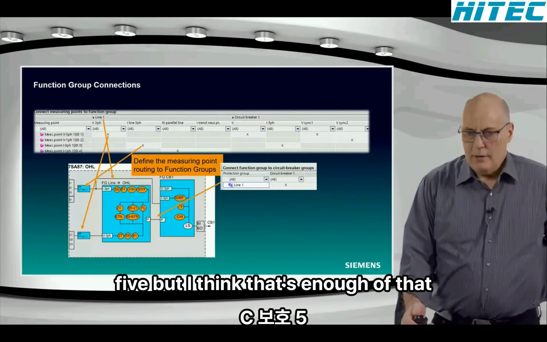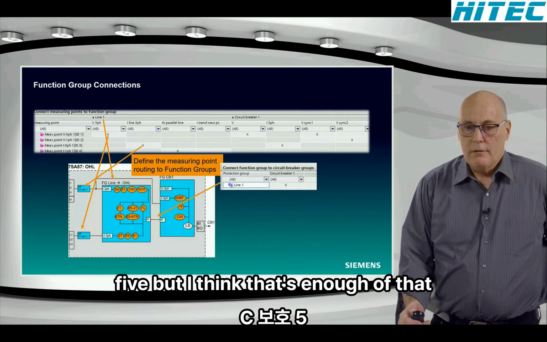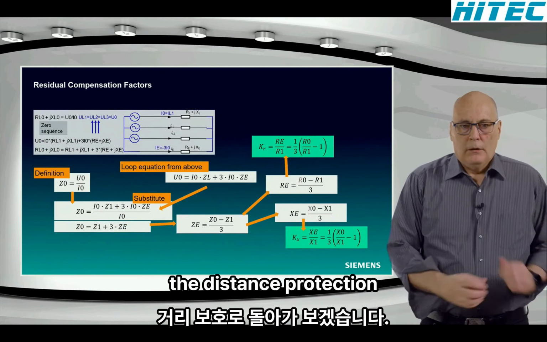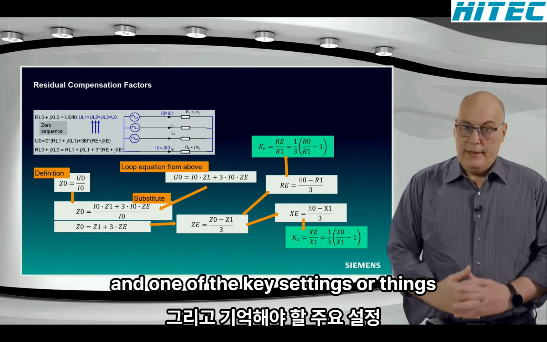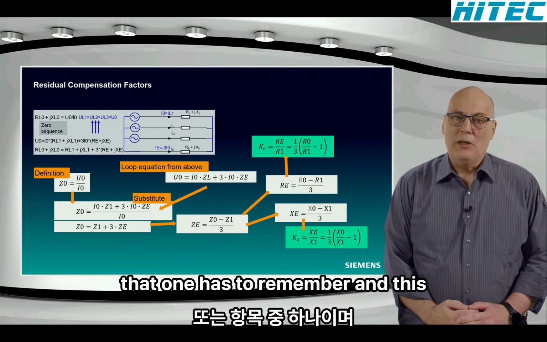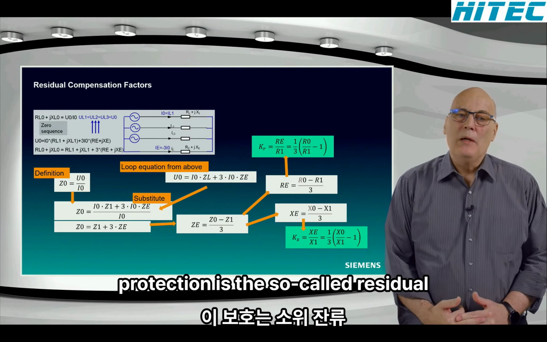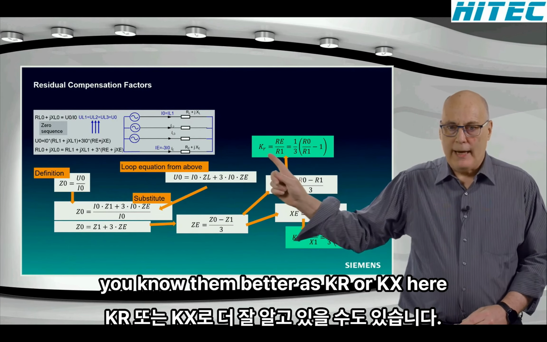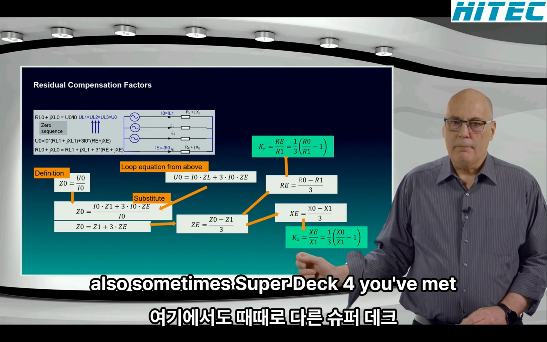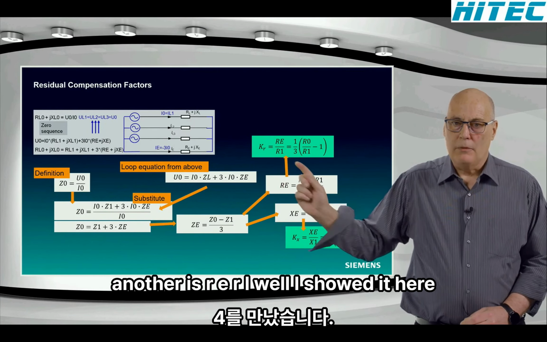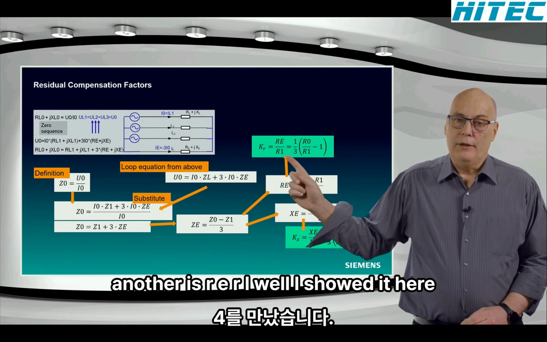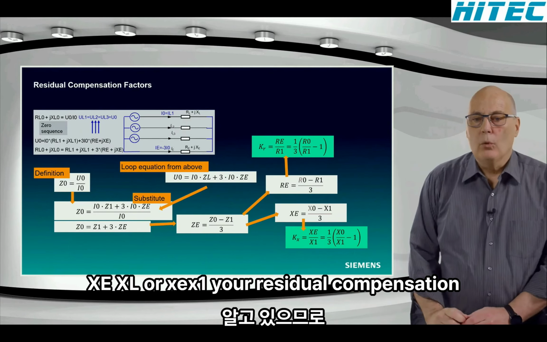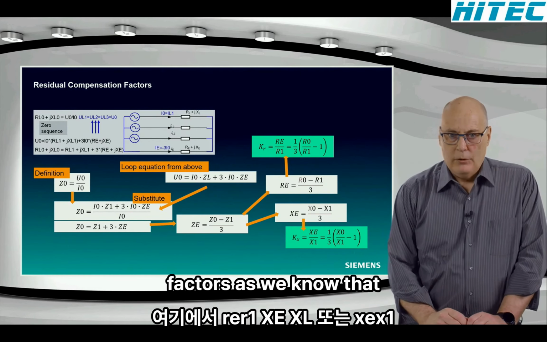But I think that's enough of that SIPROTEC 5 structure. Let's get back to the distance protection. One of the key settings or things that one has to remember in distance protection is the so-called residual compensation factors. It's a name. Maybe you know them better as KR or KX. Also, in SIPROTEC 4, you might know them as RE/RL, or as I showed it here, RE/R1, XE/XL, or XE/X1. Your residual compensation factors, as we know them.